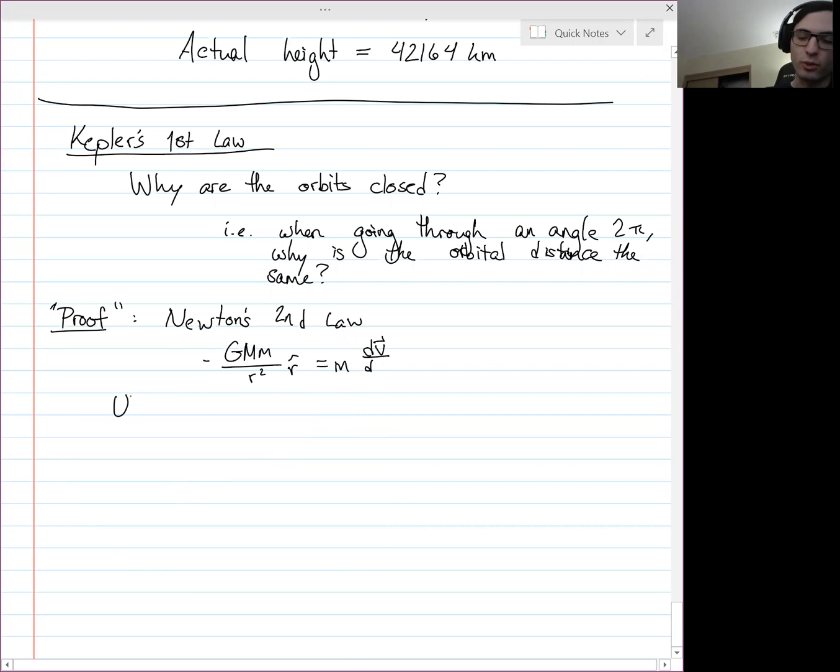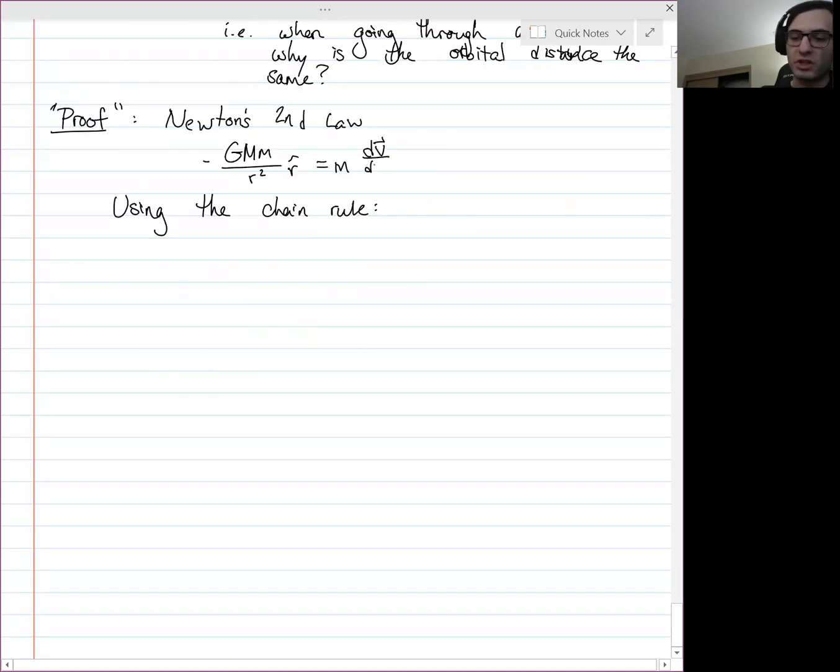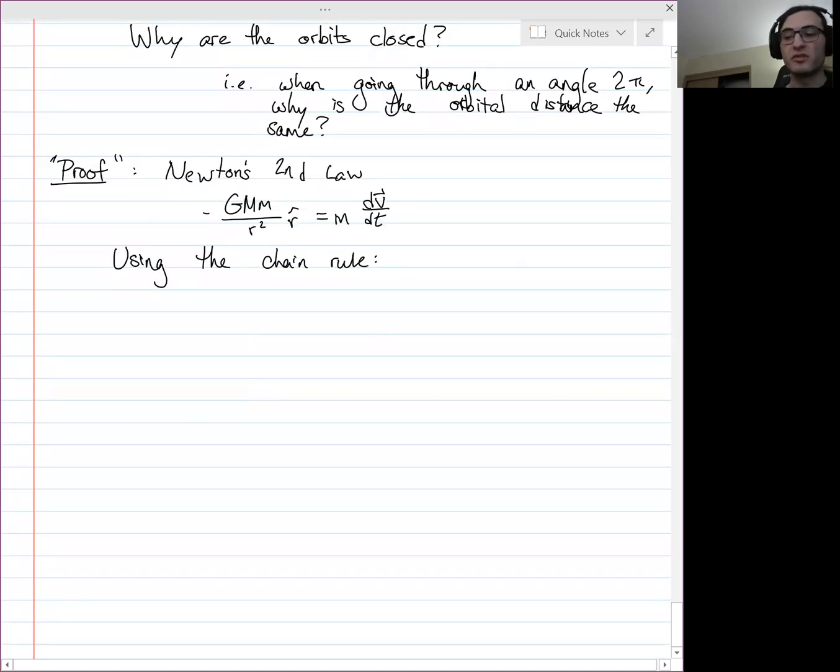Now we can use the chain rule on the right-hand side. So I'm going to rewrite dv/dt as something else. We have m times dv/dθ times dθ/dt. This is how the chain rule works: you basically multiply and divide by d something, at least symbolically, and that's just fine. This is equal to minus GMm over r squared in the r hat direction. I'm going to cancel off these m's just to make it easier.